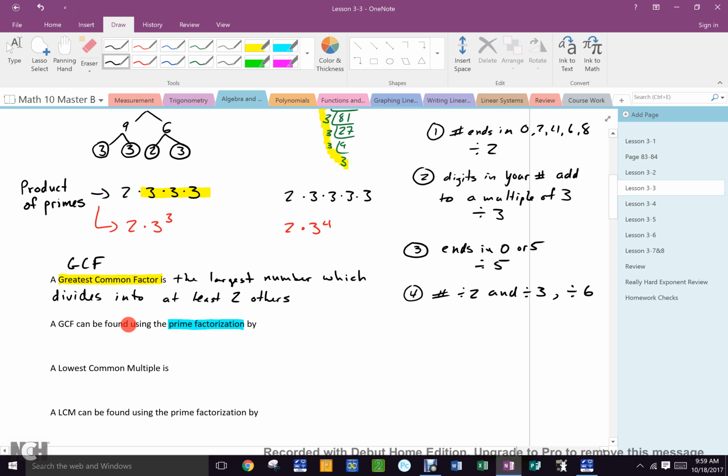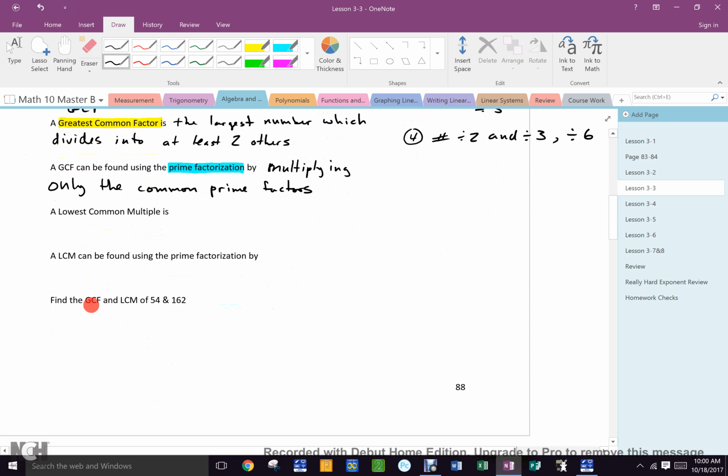We can find a GCF using prime factorization by multiplying only the common prime factors. All right, so we're going to do that right now. Find the GCF of 54 and 162.